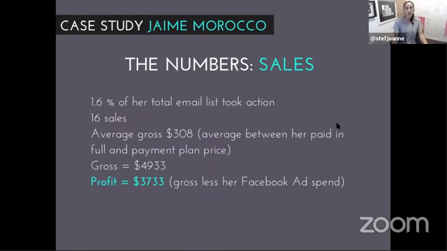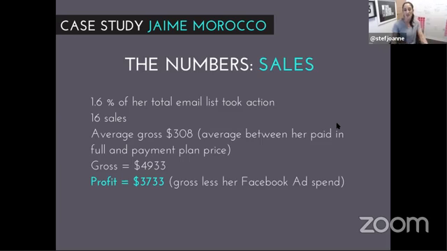So 1.6% of her total email list took action, resulting in 16 sales. So the average cost was $308, depending on how many people paid in full and took her up on the payment plan, just divided by 2, of course. So the gross sales was $4,933 because those Facebook ads were not free, of course. Remember, we said it was $1,200 on Facebook ads, I think. So the profit was $3,733.